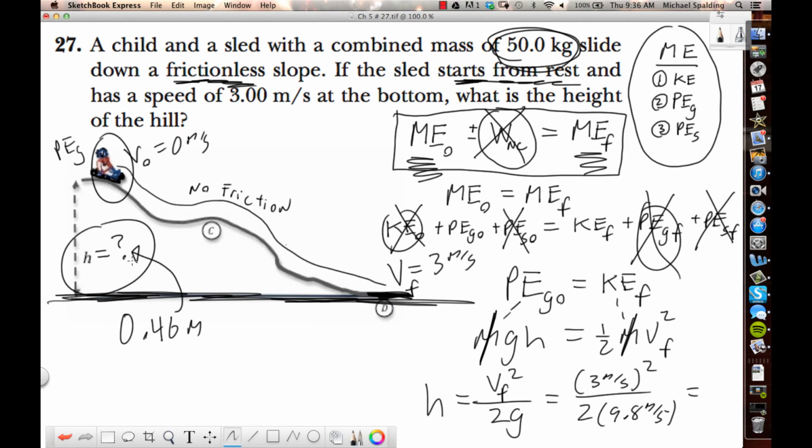Yeah, the hill is like, as high as my knee. Right, that's about half a meter. Yeah, that's not a very big hill. That's lame.